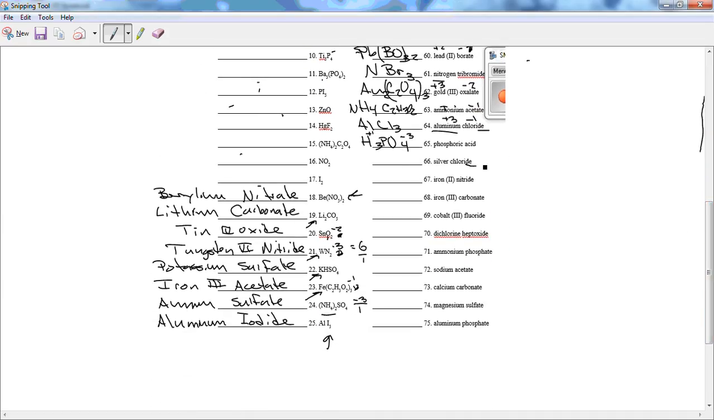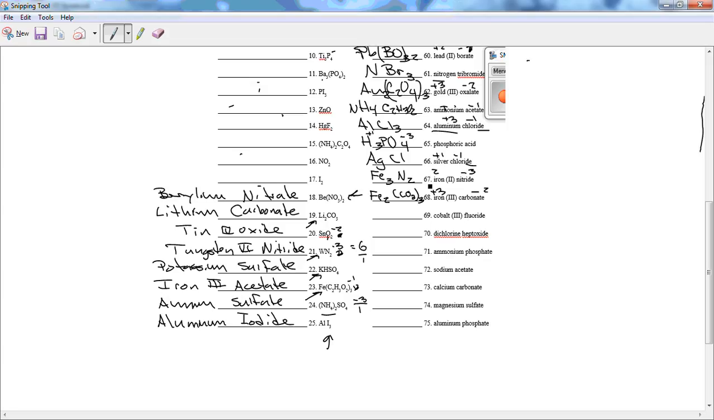Silver chloride, nice. It's a metal and an ide. AgCl, plus 1, minus 1. It's just AgCl. Iron 2 nitride, so a 2 nitride means nitrogen is a minus 3, so Fe3N2. Iron 3 carbonate, plus 3, minus 2, Fe2(CO3)3.